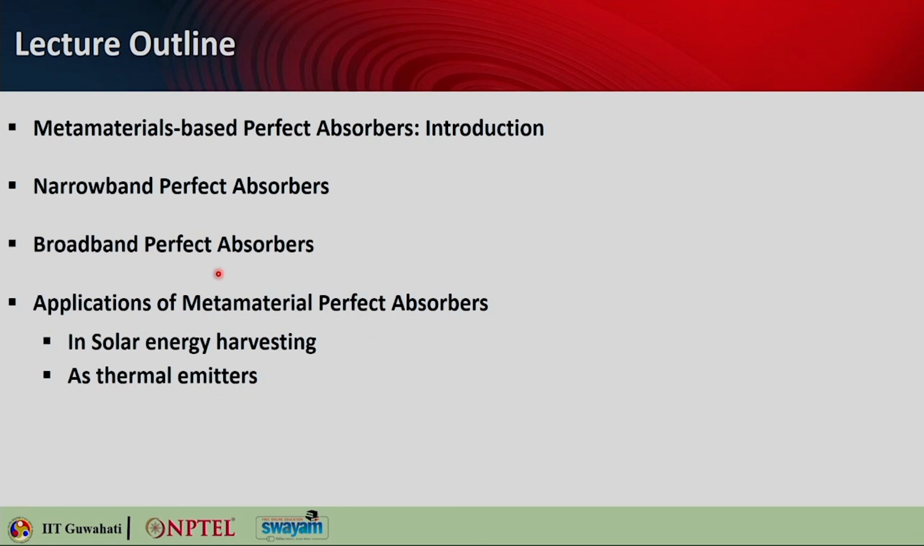We will first look into what these Metamaterial Perfect absorbers are, and then look into the classifications like narrowband perfect absorbers and broadband perfect absorbers. We will also take an example of an ultra broadband perfect absorber, and then we will see the applications of these metamaterial perfect absorbers, or MPA in short, and their application in solar energy harvesting and as thermal emitters.